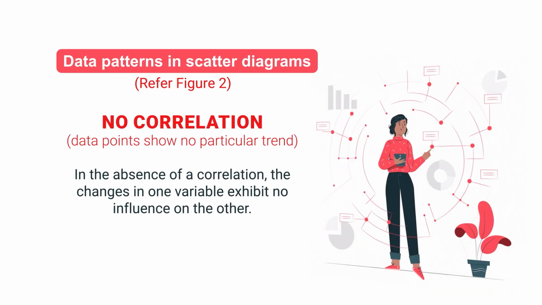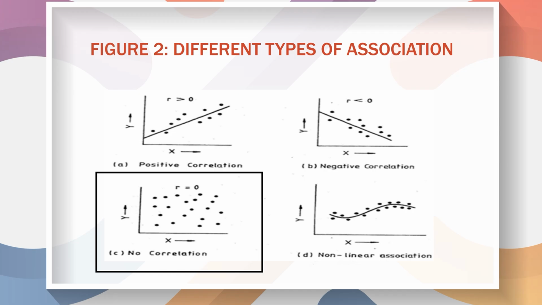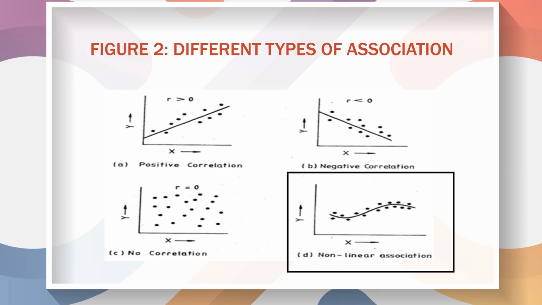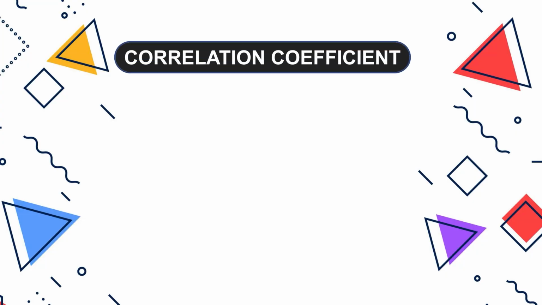In the absence of a correlation, the changes in one variable exhibit no influence on the other variable, as shown in figure 2c. There is no clear trend or direction in the data points. Finally, there is a non-linear correlation when there is a relationship between variables, but the relationship is not linear or straight, as shown in figure 2d. So, we will next explore how to precisely quantify the relationship between two variables using a statistical tool called the correlation coefficient.